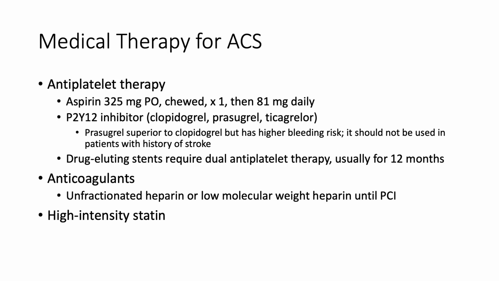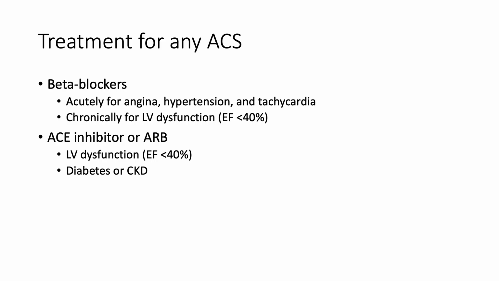Patients also need anticoagulation, usually with unfractionated heparin or low molecular weight heparin like enoxaparin, and that's typically continued until they get PCI. And then all patients need a high-intensity statin. Typically, patients are also going to receive beta blockers acutely for angina and to control heart rate and blood pressure. If they are found to have an EF less than 40%, they definitely need to go home on a beta blocker as well. And then ACE inhibitors or angiotensin receptor blockers are indicated if the patient has an EF less than 40% or if they have diabetes or chronic kidney disease.